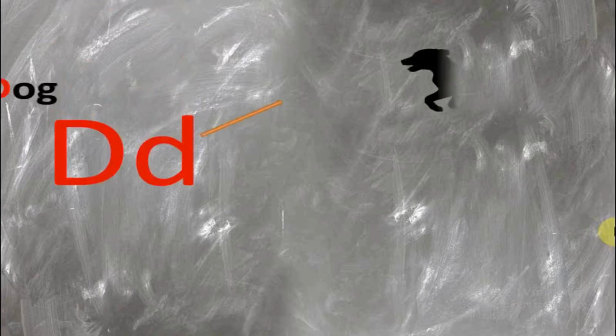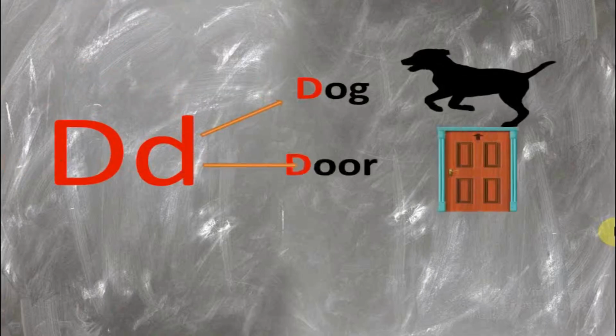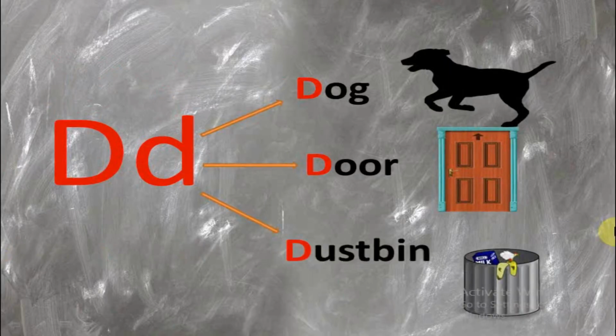Now let's go and see the letter D. D for dog, and D for door, and D for dustbin. Once again, D for dog, we write it as D-O-G, and D for door, we write it as D-O-O-R, and D for dustbin, we write it as D-U-S-T-B-I-N, dustbin.